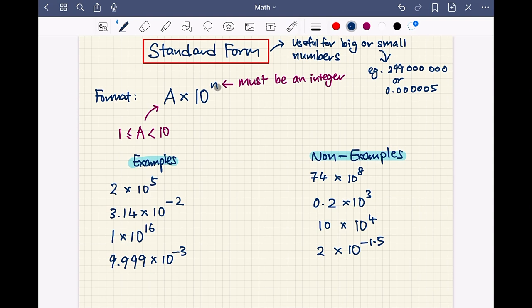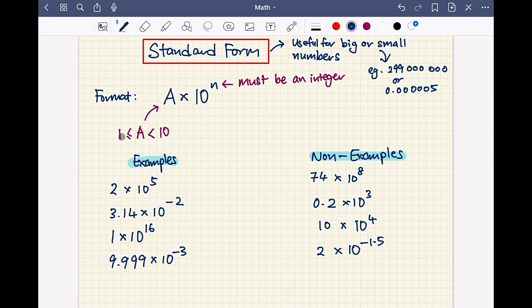The power n must be an integer, so that's quite straightforward. It cannot be powers like a half or 3.5, for example. And the front number a has to be between 1 and 10. It cannot be a 10, right? But it can be more than or equal to 1.